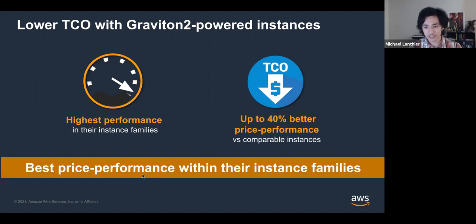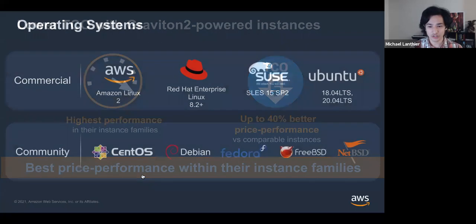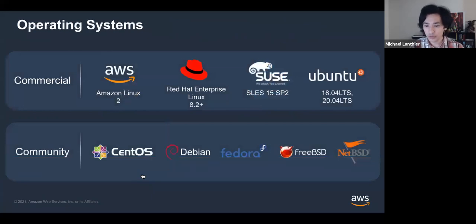Not only does Graviton2 have great price performance benefits, it also continues to have support for many of the other technologies that you're using today. If we're looking at operating systems, many operating systems that our customers are running today currently support Graviton2. Our own Amazon Linux 2 can be used to run workloads on Graviton, as well as Red Hat, SUSE, and Ubuntu. And we also have rich support of community operating systems as well.